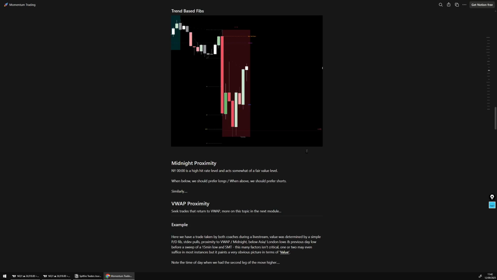So again, you've heard me talk about this a bunch of times, but New York midnight is a high hit rate level, and it acts as somewhat of a fair value. Okay, so when we're below midnight, we prefer longs. When we're above midnight, we prefer shorts. Okay, similarly, I can never say that right, VWAP proximity.